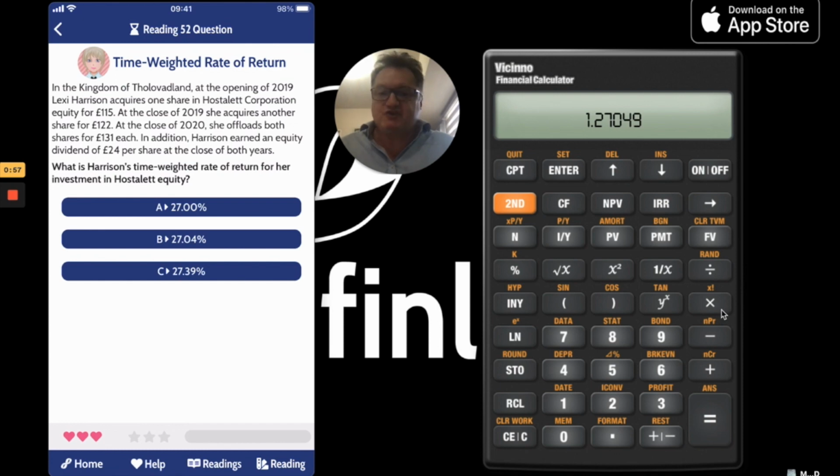Now let's get the geometric average of that. So we multiply that by the first one, and then we take a square root of that because it's 2 years. Then we take 1 off, geometric average again. Now we multiply by 100. That gives us a percentage of 27.003.